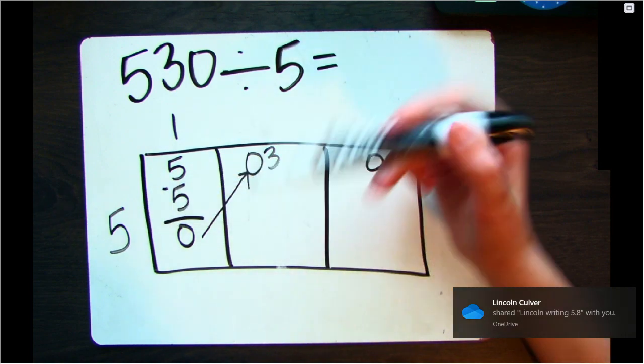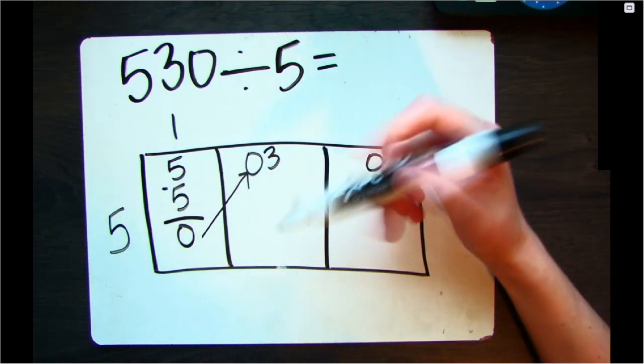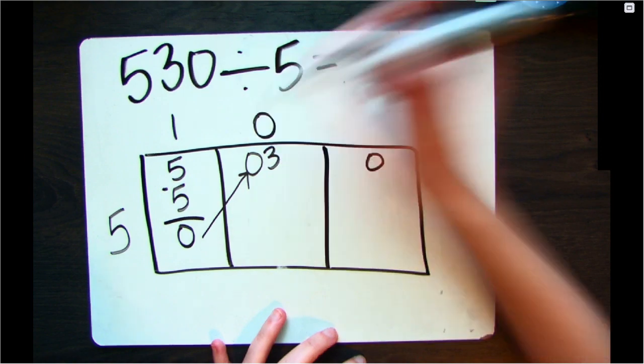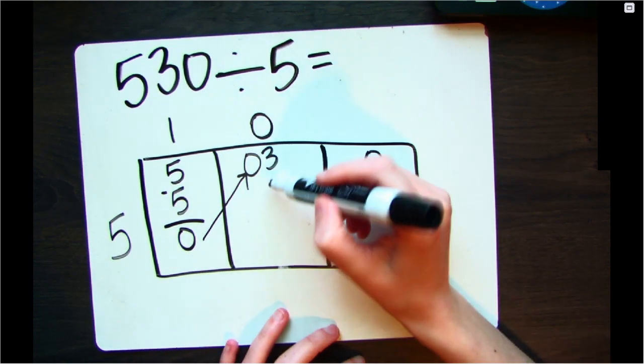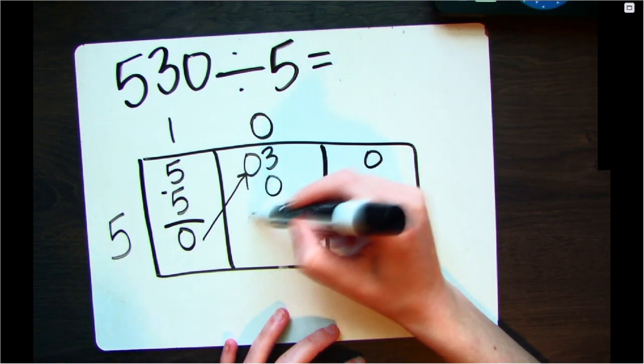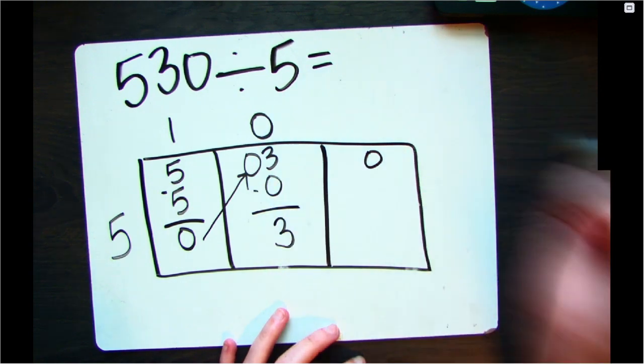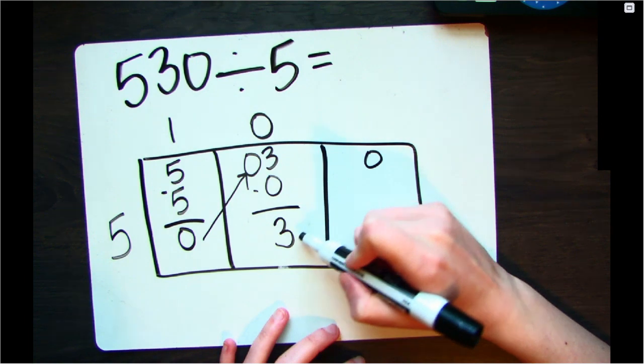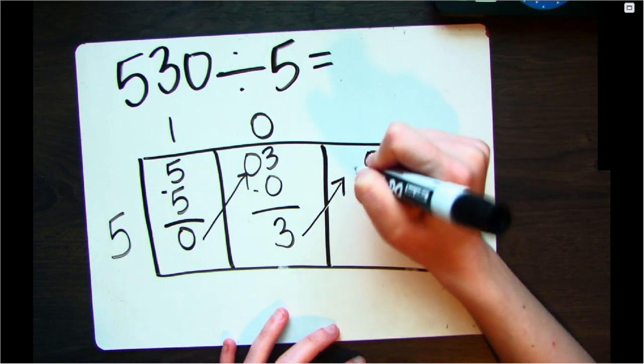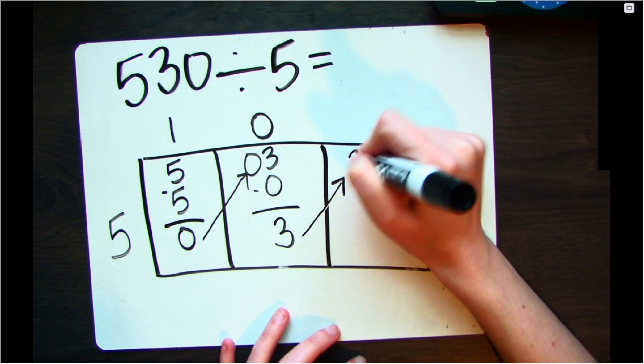So I need to zero this out, but I can't just leave it blank. So I need to write a 0 at the top. 0 times 5 equals 0. Let's subtract that. 3 minus 0 is 3. Then I can take that 3 over to the very end and write that 3 at the top.